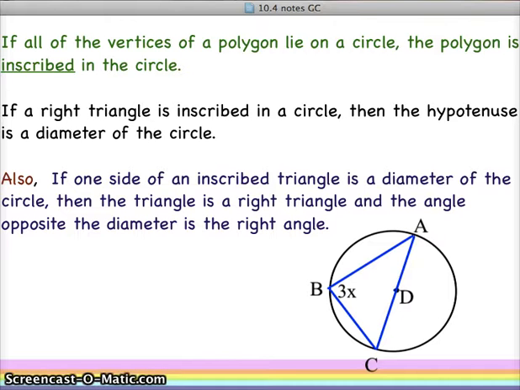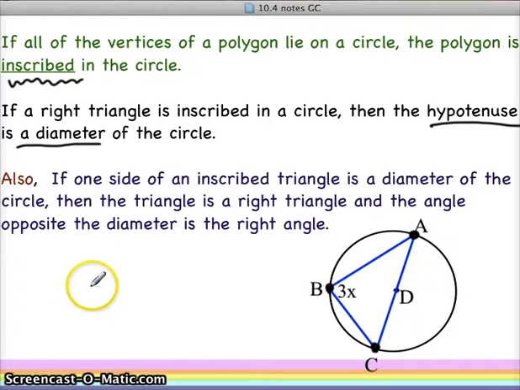Now what this is talking about is if you were to inscribe a triangle into a circle. Inscribe means that the vertices of the triangle are on the circle. So A, B, and C are on the edge of the circle, and those A, B, and C are the vertices of the triangle. So that's considered inscribed in the circle. And then it says, if a right triangle is inscribed in the circle, then the hypotenuse is the diameter.